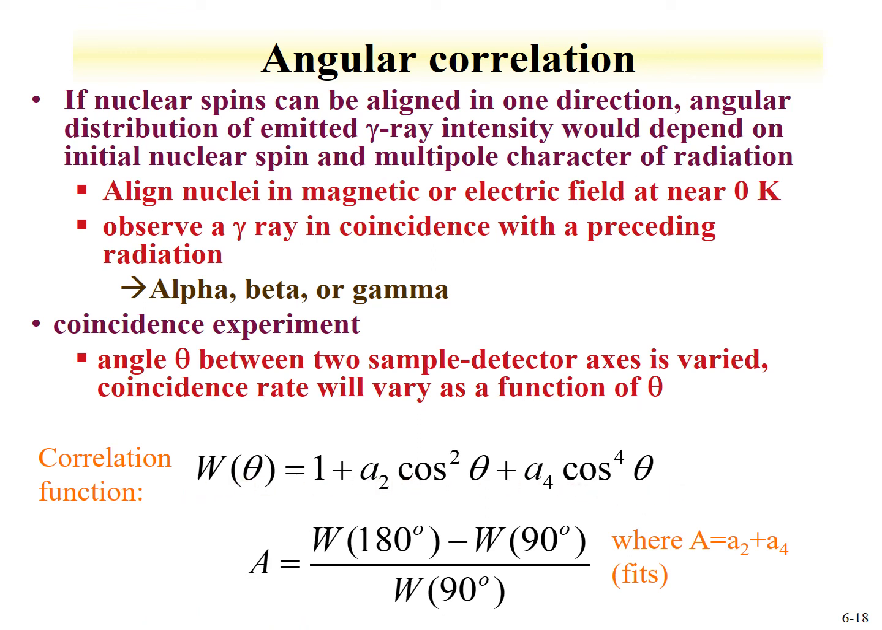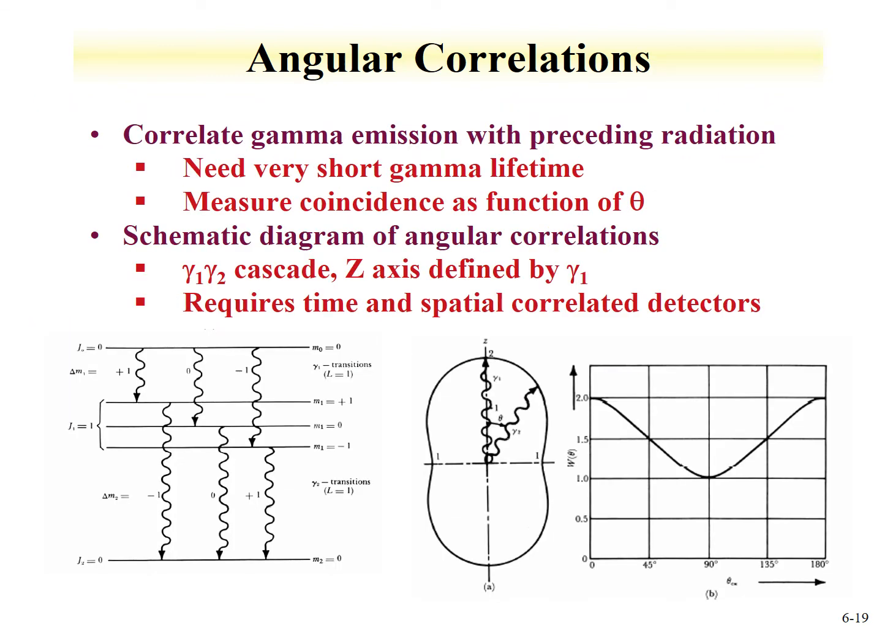So basically, if I had a detector, for instance, that could see two gammas, I should be able to see a rate as a function of angle between the two detectors. And this rate as a function of angle should be able to be plotted and will be based upon the multipole characteristic of the gamma radiation emitted. An example of this is shown here, where we need to correlate gamma emission with the preceding radiation. We need very short lifetimes, so no metastable states. And we need to be able to measure coincidence as a function of an angle, so this theta.